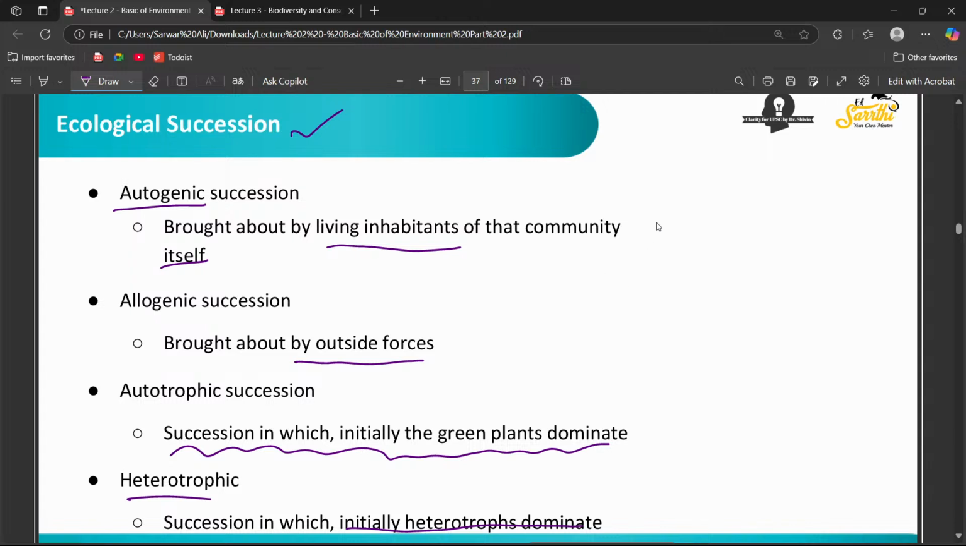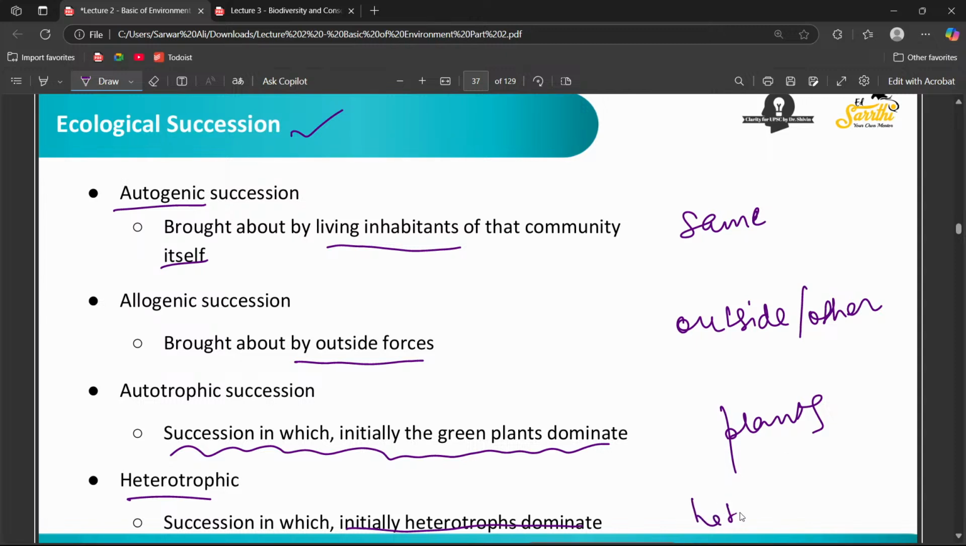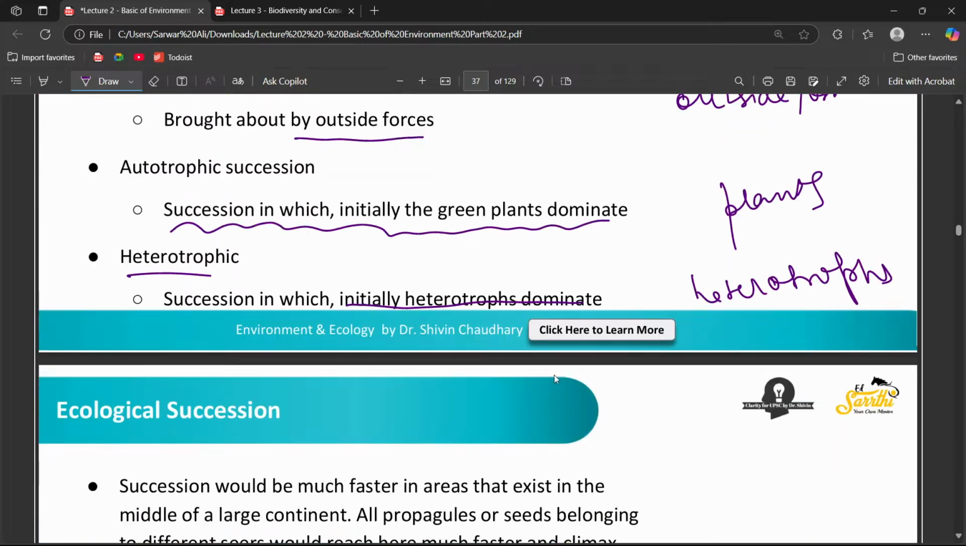Autogenic means by the community itself, allogenic means outside forces or other. Autotrophic means by plants, and heterotrophic means by heterotrophs. So here we are, moving on to the next page.